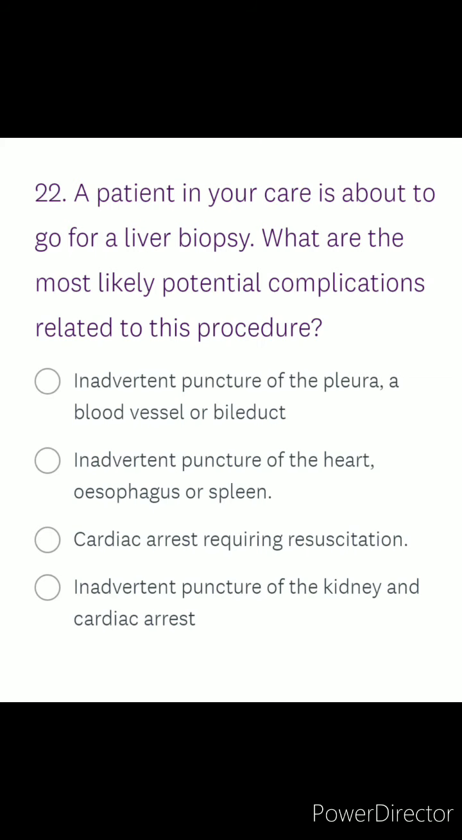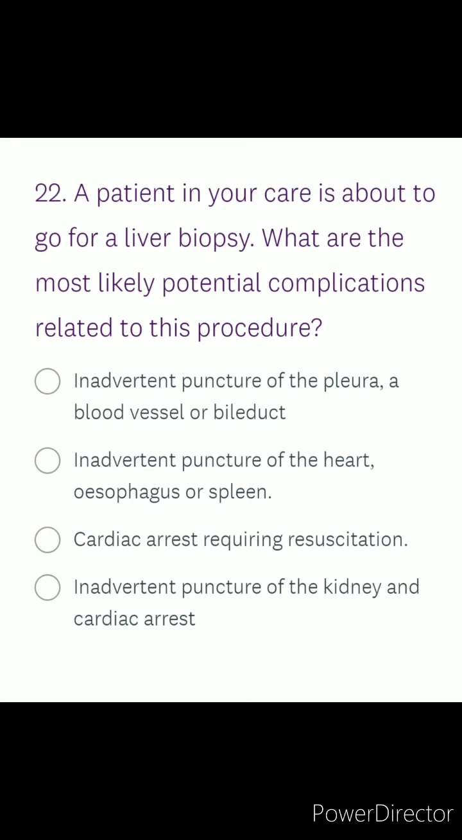Moving on to question number 22. A patient in your care is about to go for a liver biopsy. What are the most likely potential complications related to the procedure? Option A. Inadvertent puncture of the pleura, a blood vessel or bile duct. Option B. Inadvertent puncture of the heart, esophagus or spleen. Option C. Cardiac arrest requiring resuscitation. Option D. Inadvertent puncture of the kidney and cardiac arrest. Option A is the right answer.